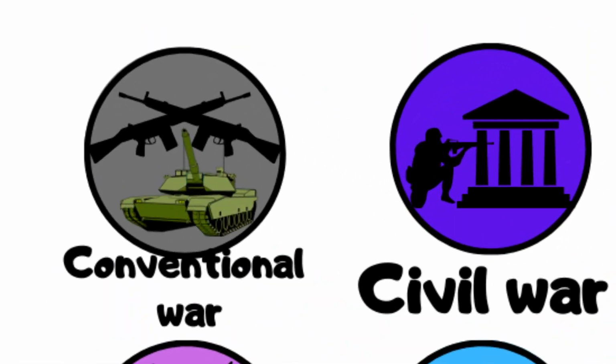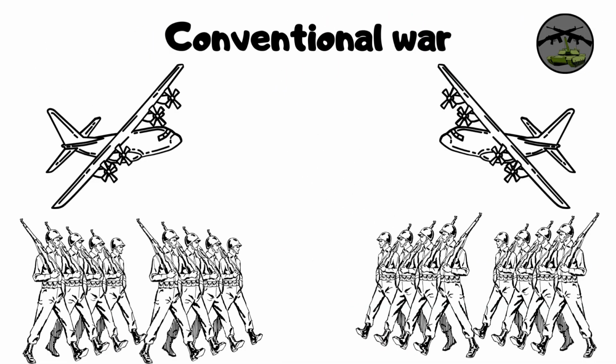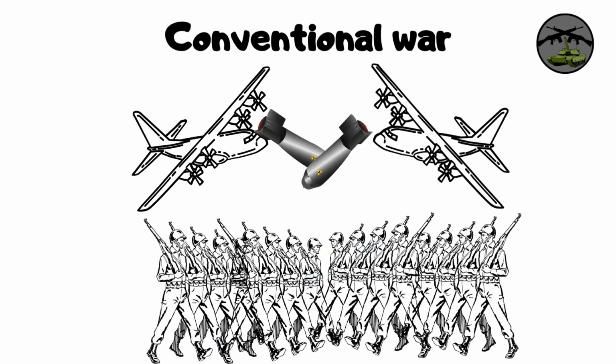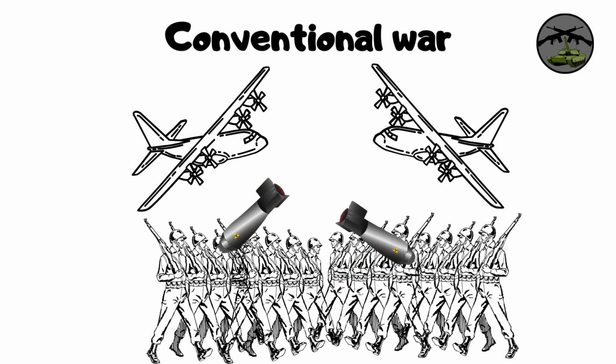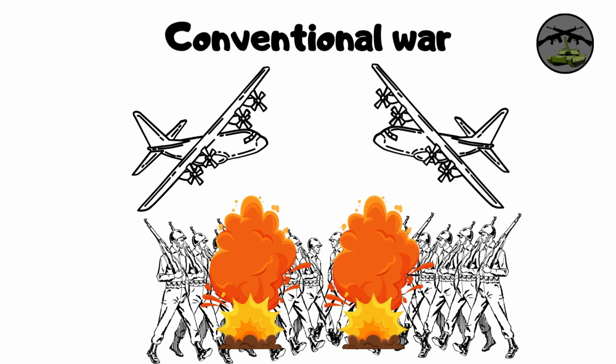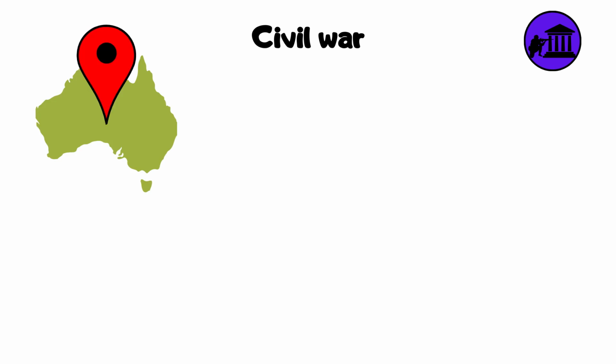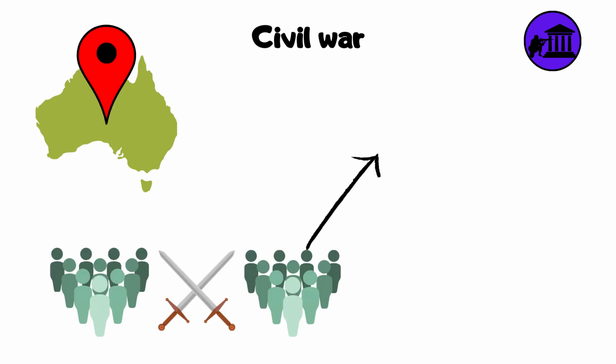Conventional war. A conventional war refers to a traditional type of warfare involving regular armies, navies, and air forces engaging in direct combat using conventional weapons and tactics. Civil war. A civil war is a conflict within a country where opposing groups or factions fight for control over territory, government institutions, or other political, economic, or social factors.